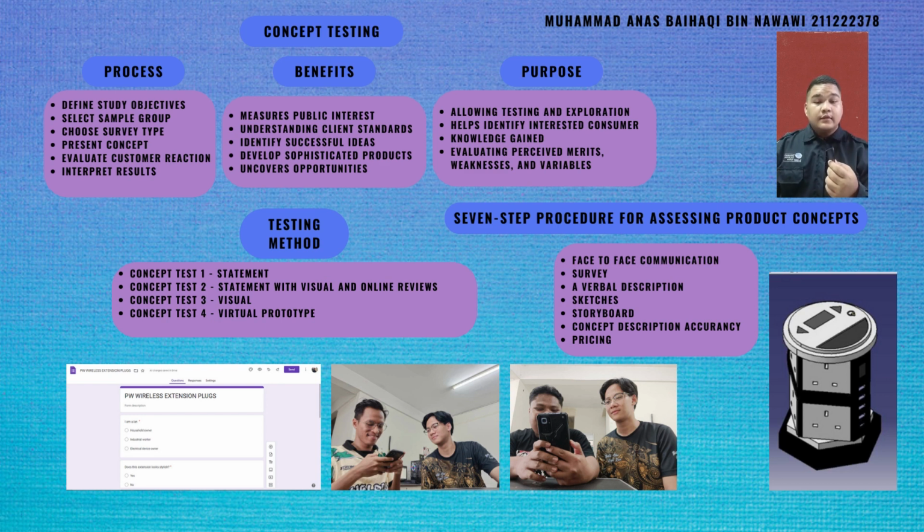Fifth one is a storyboard of how the product starts. Sixth one is concept description accuracy, and the seventh, the last one, is pricing. We can predict whether, if we put a high price or a low price, the customer would want to buy or not.